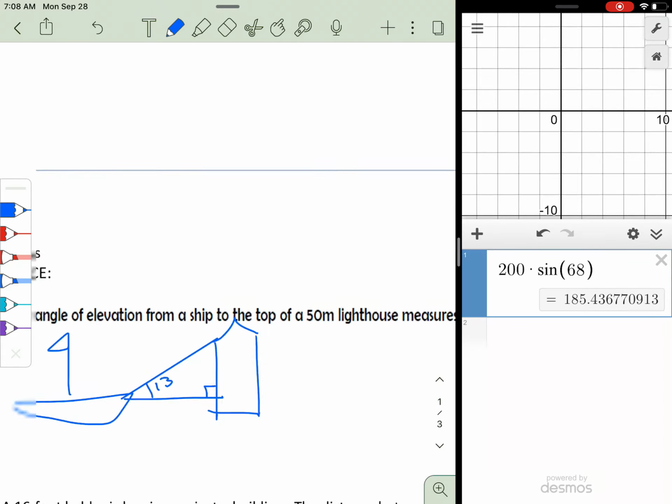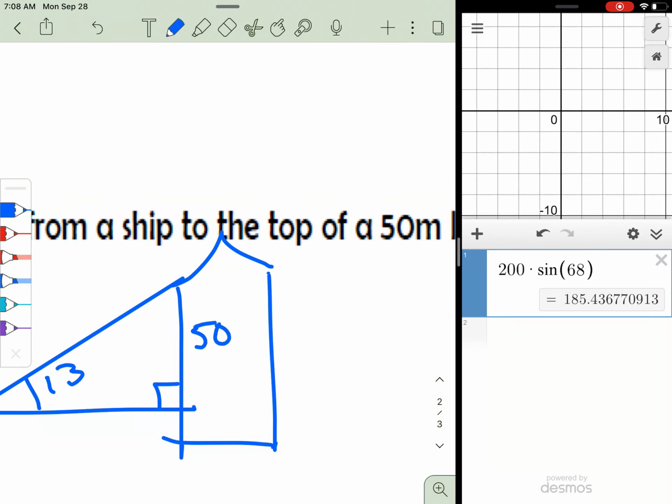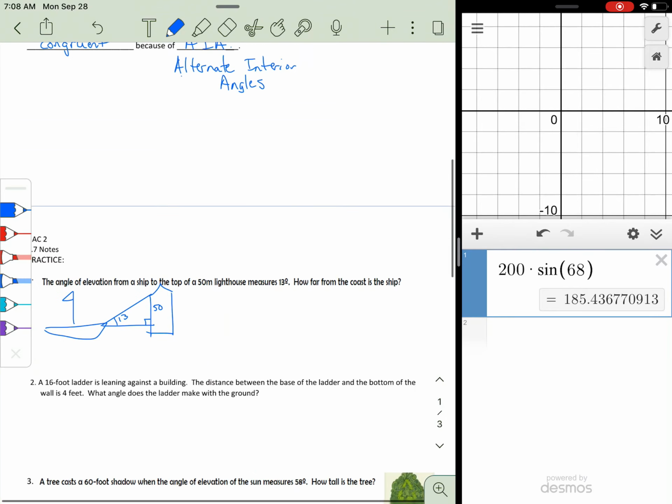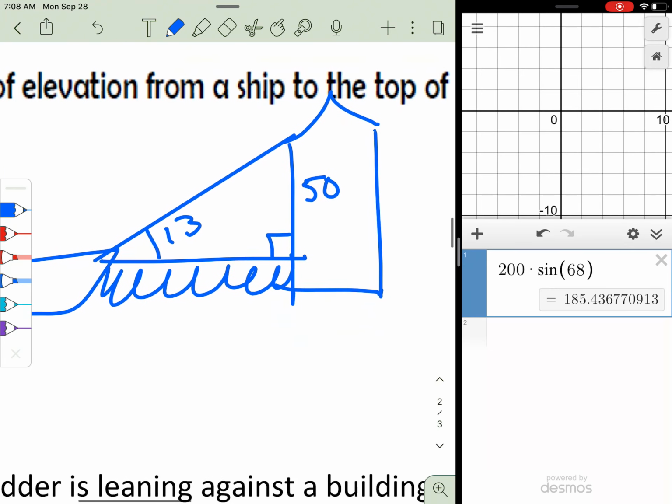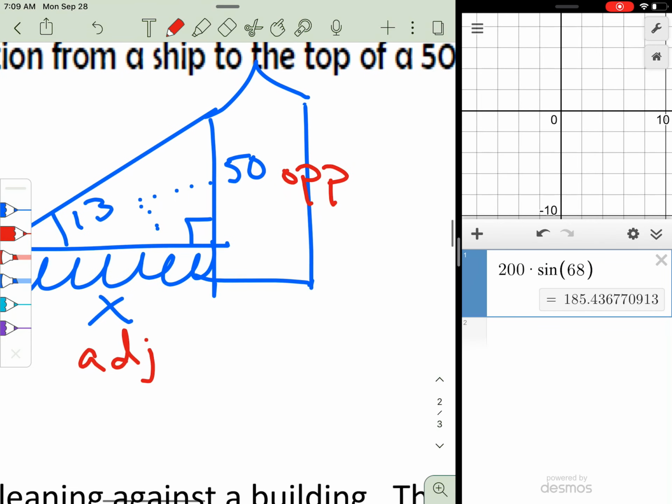Okay, we'll imagine this to be a right angle. And the lighthouse is 50 meters, okay, so that's the height there. So it says how far from the coast is the ship. So if this is the water, we're going to assume that the lighthouse is directly on the edge, and so we want to know this distance. Okay, so we need opposite and adjacent. So this one is opposite, this one's adjacent. So that tells you that you're going to use tangent.